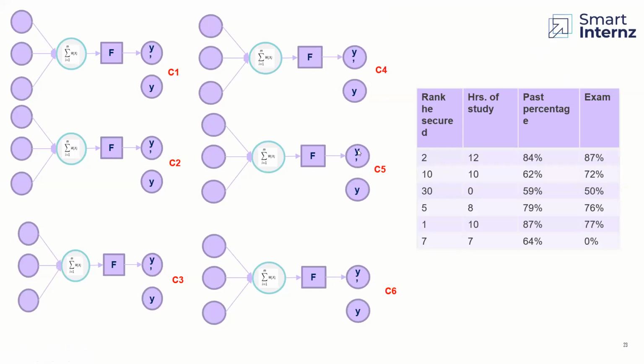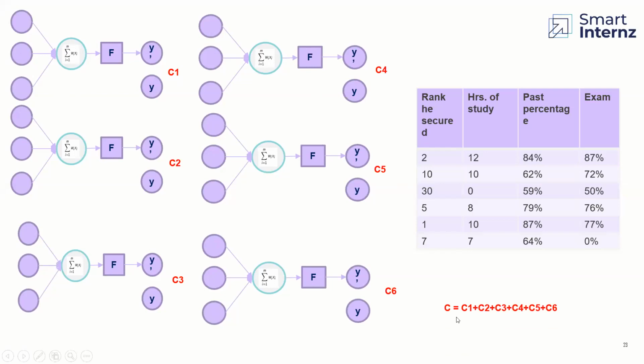So at every step, like in C1, we are calculating and getting an output of 87%. In C2, we are getting an output of 72%. These are the actual outcomes. So for this particular data, which is available in this tabular format, we have to put it into this neural network, and based on that, we are getting the errors. We are calculating the errors, and after calculating all the errors, we have to sum up and find out the final cost of this particular data.